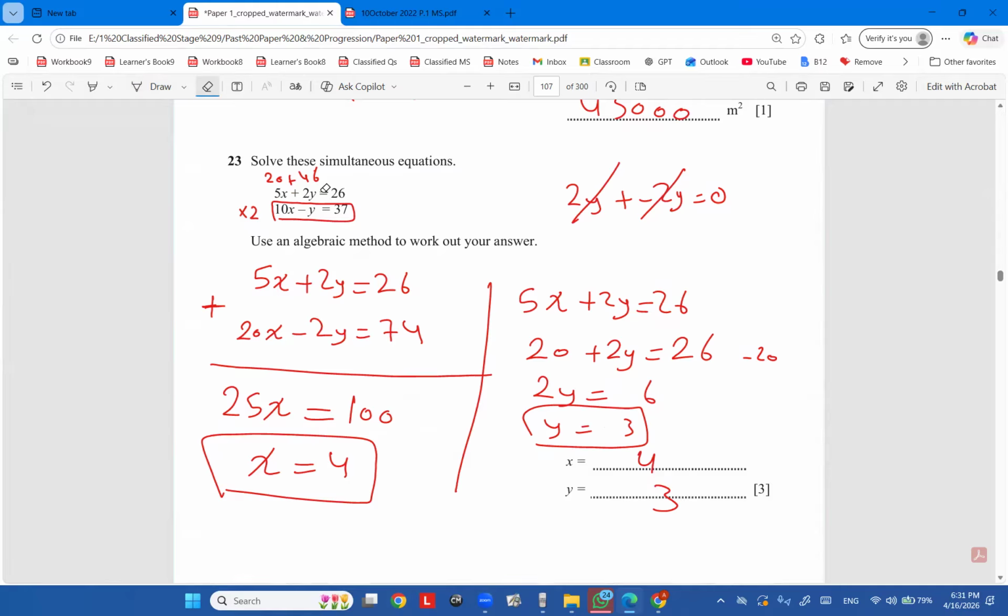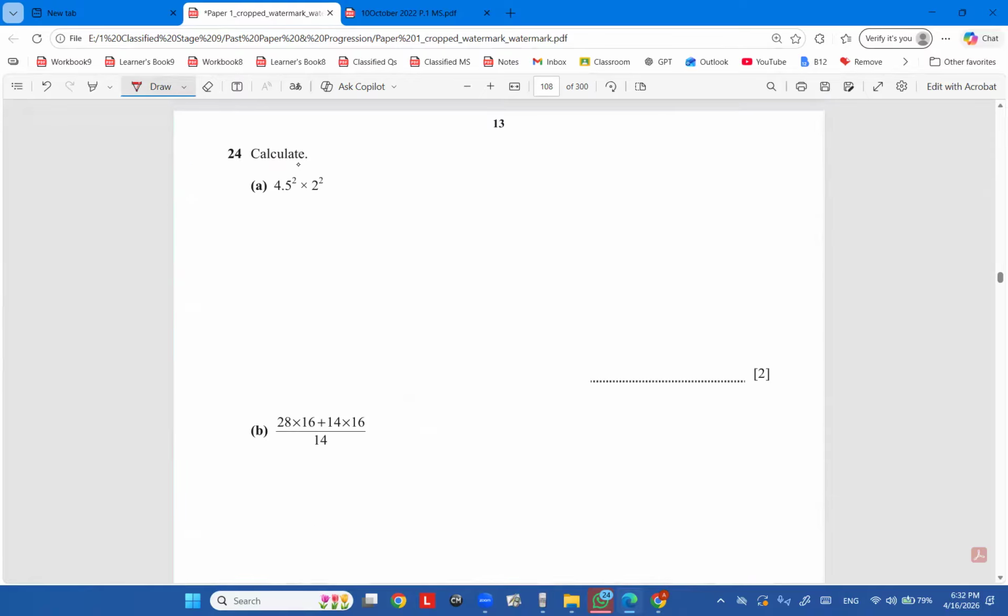Now, if you try it once more and you check your answer once more, 5 you multiply by x, which we found is 4. So 5 multiplied by 4 is 20. Plus 2 multiplied by y, which is 2 times 3, which is 6, is going to give you exactly 26. Calculate this. You can just simply say because both of them are squared, then you say 4.5 multiplied by 2, all of them are squared. So it's going to give you exactly 9 squared, which is 81.